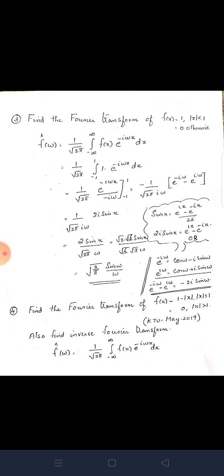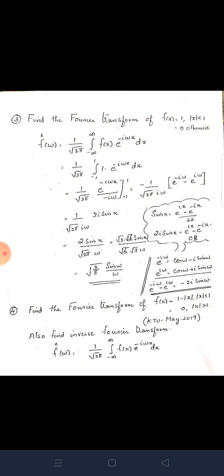over the limit −1 to 1. So this −iω you take with the 1 by root of 2π, it becomes −1 by root of 2π iω, and when you give the upper limit it becomes e^(−iω) minus, when you give the lower limit, you get e^(iω). And we know that e^(−iω) is cos ω − i sin ω, and e^(iω) is cos ω + i sin ω.